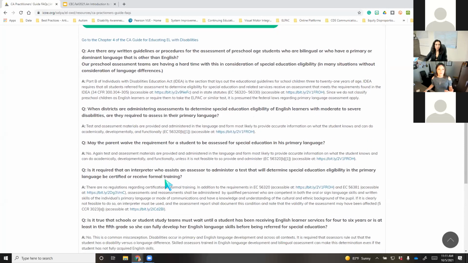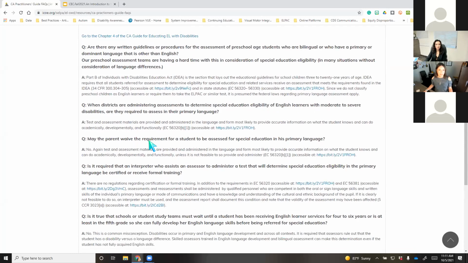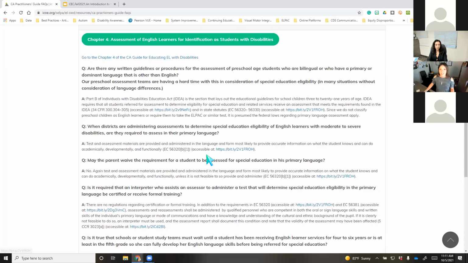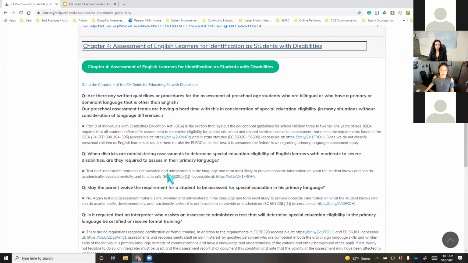For example, one of the questions that might pop up when we're looking at the assessments section of the practitioner's guide might be this one. When districts are administering assessments to determine special education eligibility of English learners with moderate to severe disabilities, are they required to assess in their primary language? Answered there, with an additional resource link through a bit.ly link. If you'd like more information specific to chapter 4 that might address that, you would click here and it'll take you back to chapter 4, where you can find additional supportive information to this question.